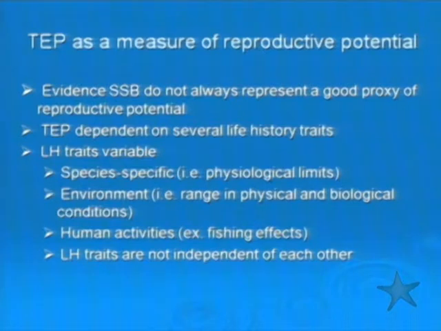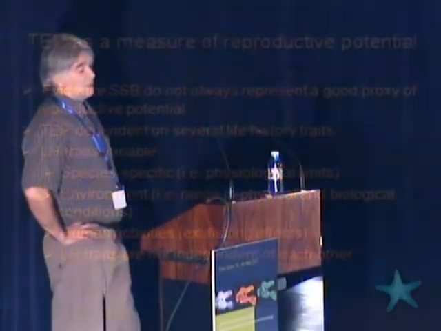Depending on the range in physical or biological conditions, you'll have more or less variability in these traits. And it's influenced by human activities. For example, everybody knows that size selectivity can be caused by fishing, so this will also affect the life history traits. And the other thing is that all those life history traits are not independent of each other, so changes in one parameter will also affect other parameters.